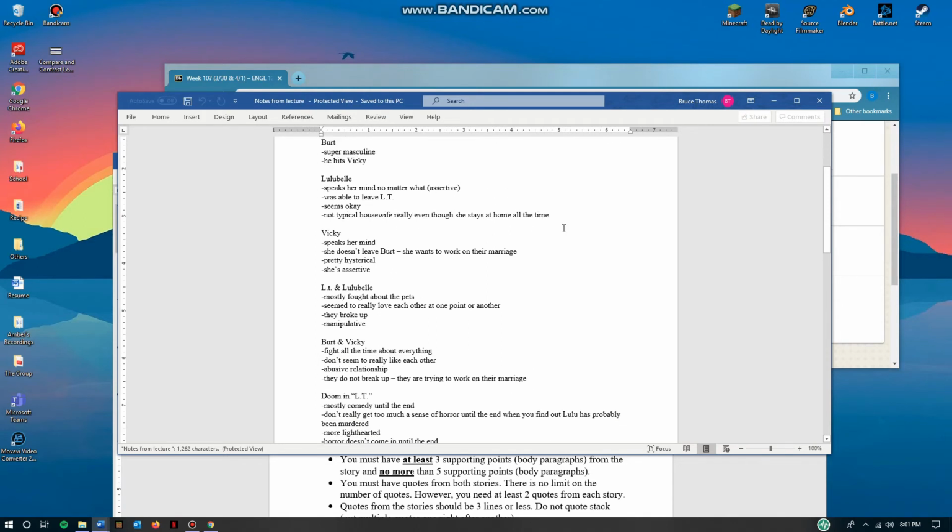Lulubelle speaks her mind no matter what. She's very assertive. She was able to leave LT, and she seems like an okay person. And she's not the typical housewife, really, even though she stays home all the time. You know, we talked about this. She's a little too mouthy to be the perfect housewife. Vicky, on the other hand, does speak her mind just like Lulubelle. She's pretty assertive. The main difference is that she doesn't leave Bert. She wants to work on their marriage, whereas Lulubelle's like, no, thanks, I'm out.